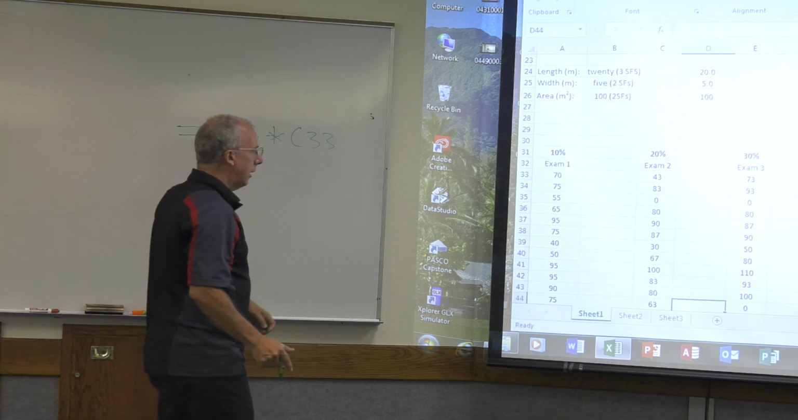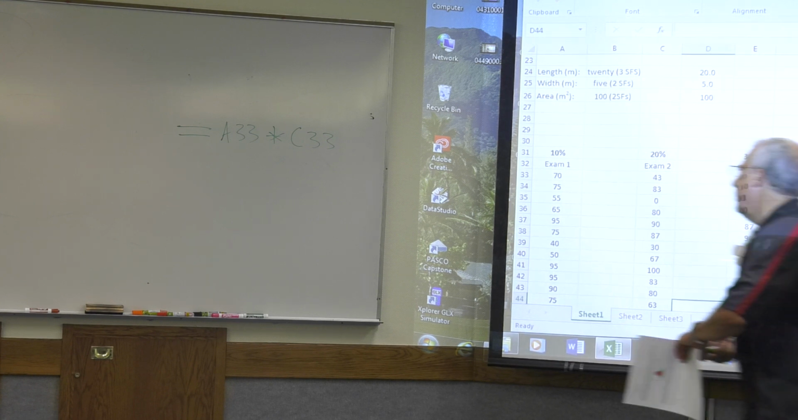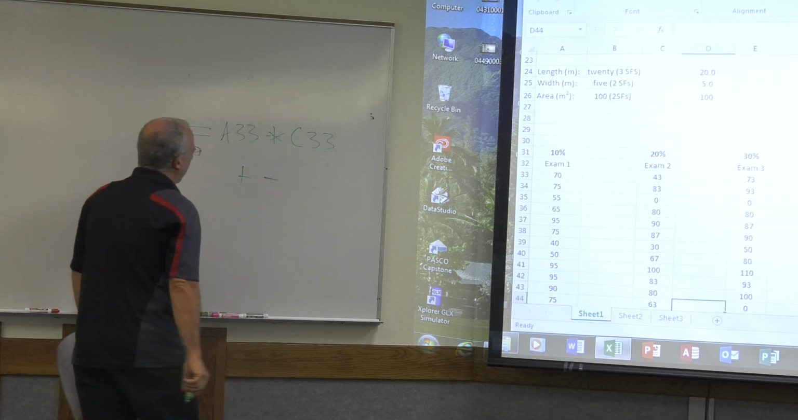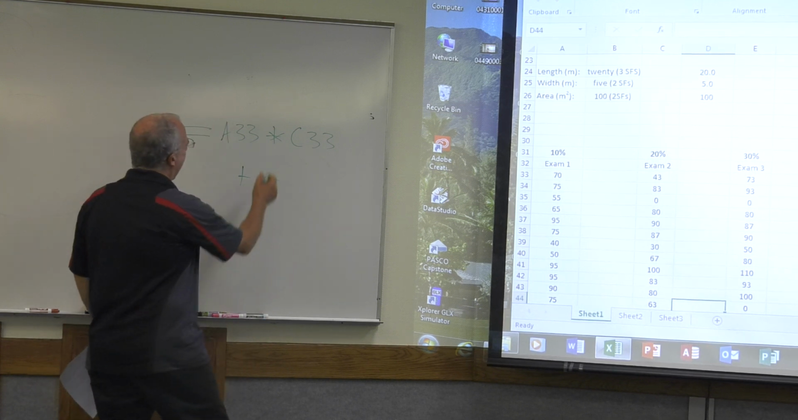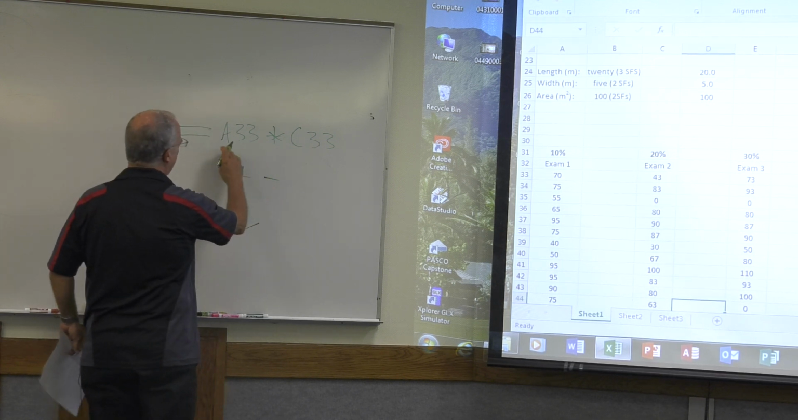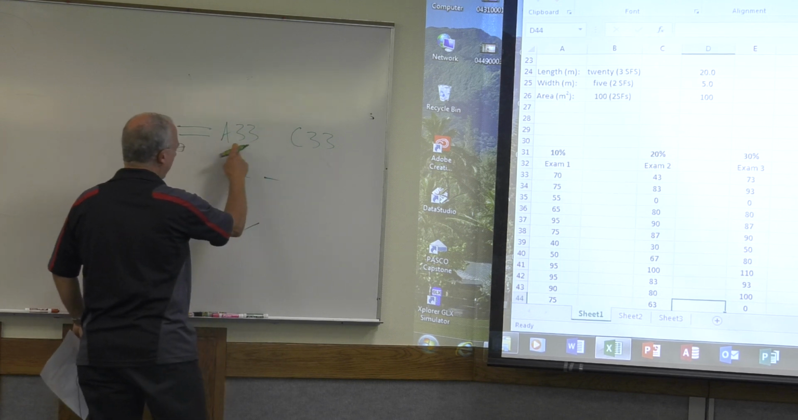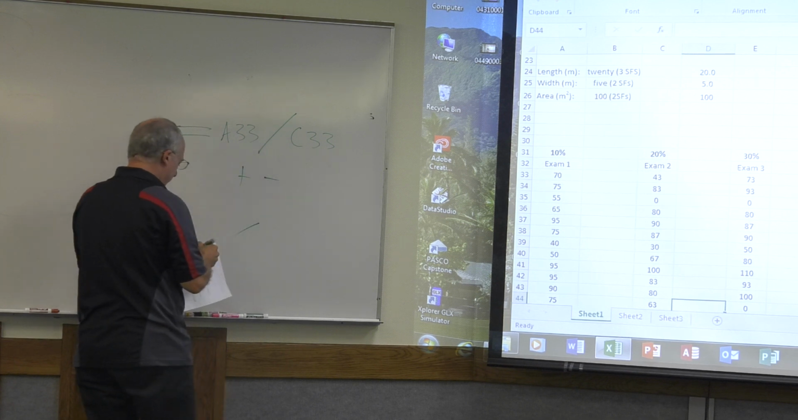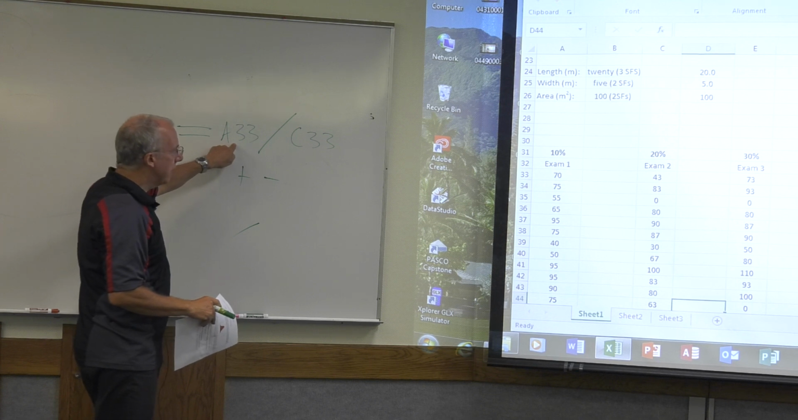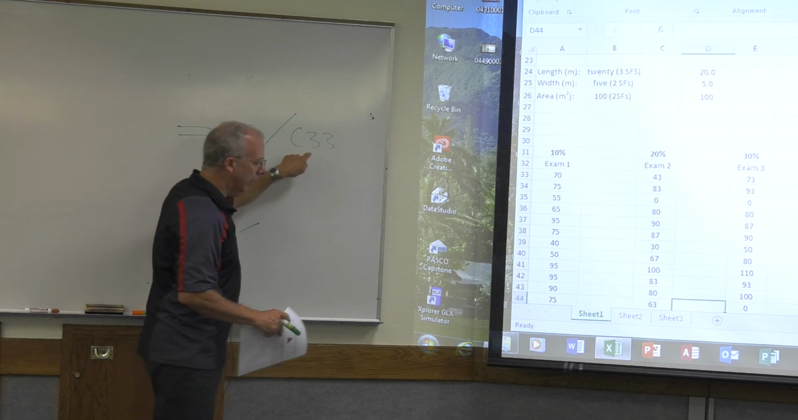On the handout you can see that if you want to add, you use the plus sign. Subtract is the minus sign. Multiply is the asterisk. And divide is the slash. So if I wanted A33 divided by C33, it would be equals A33 divided by C33. What it really means is you take the data in cell A33 and you divide that by the data in cell C33.